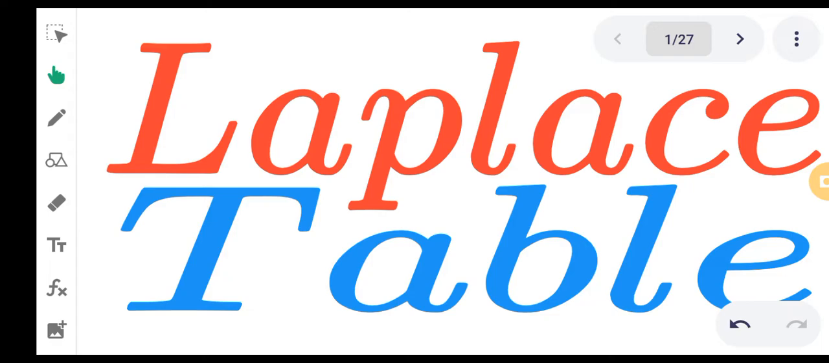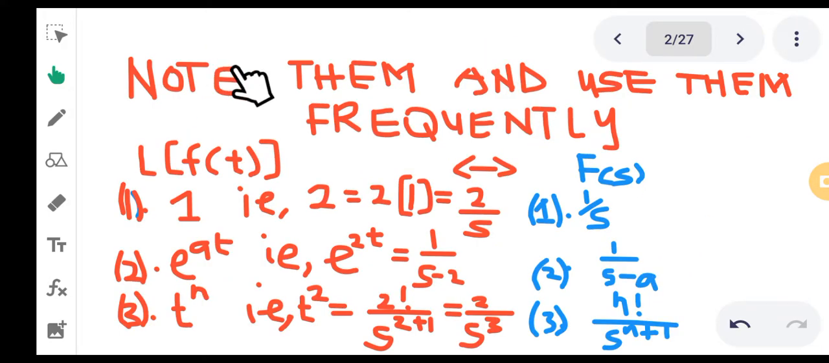It's like when you know that when you differentiate sine, you get cos, and when you differentiate cos, you get this. So you have to know it. The best guide for you is to note them and use them frequently, because as for me, I always use them, so it has become very normal to me.